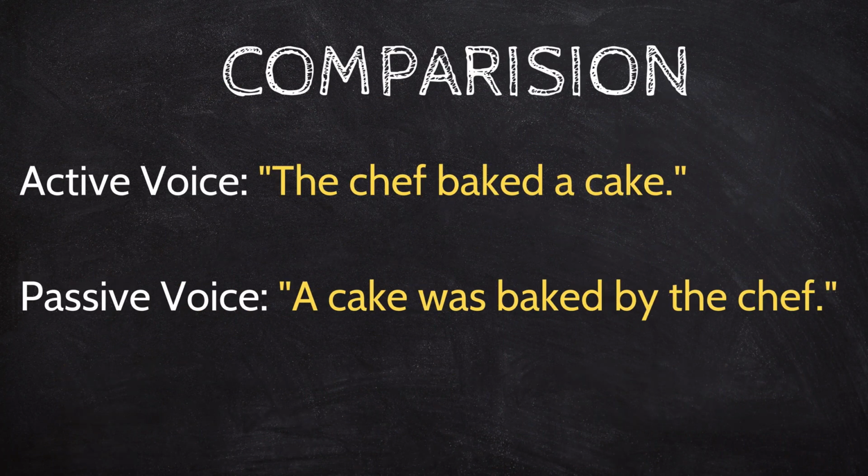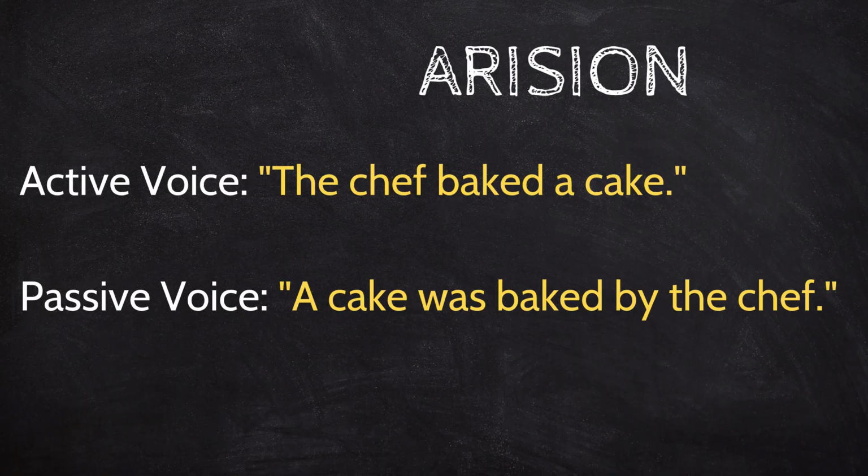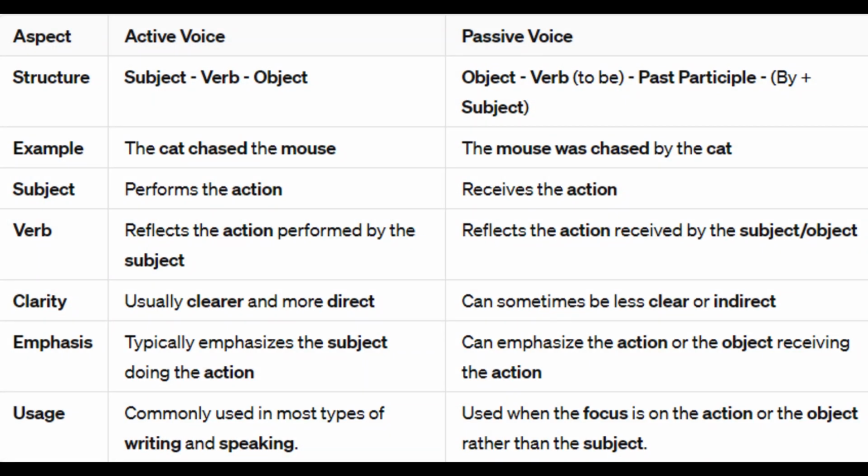Let's see the comparison between the two. Active voice: the chef baked a cake. Passive voice: a cake was baked by the chef. Now, we see that the active voice is much more clear and concise, so why do we use passive voice? We use the passive voice when the focus is on the action or the object rather than the subject.